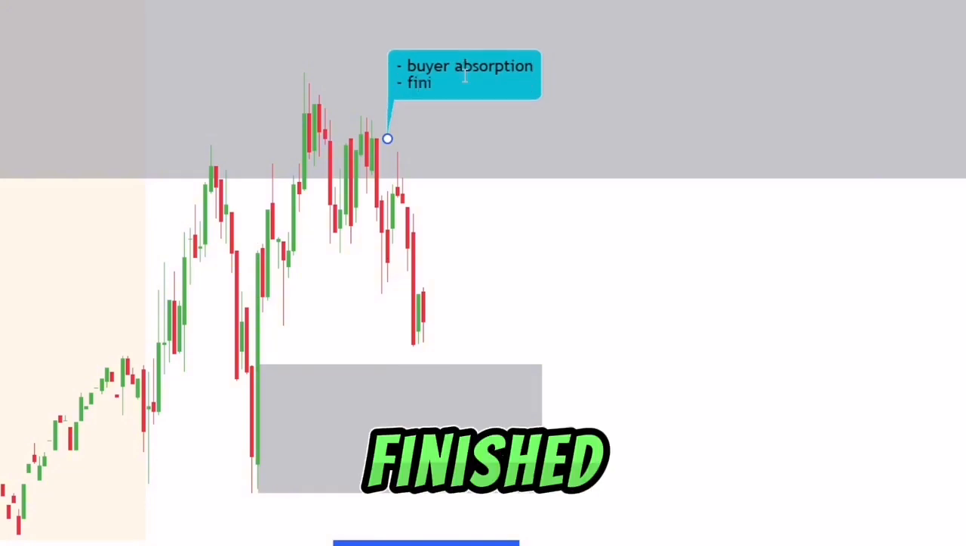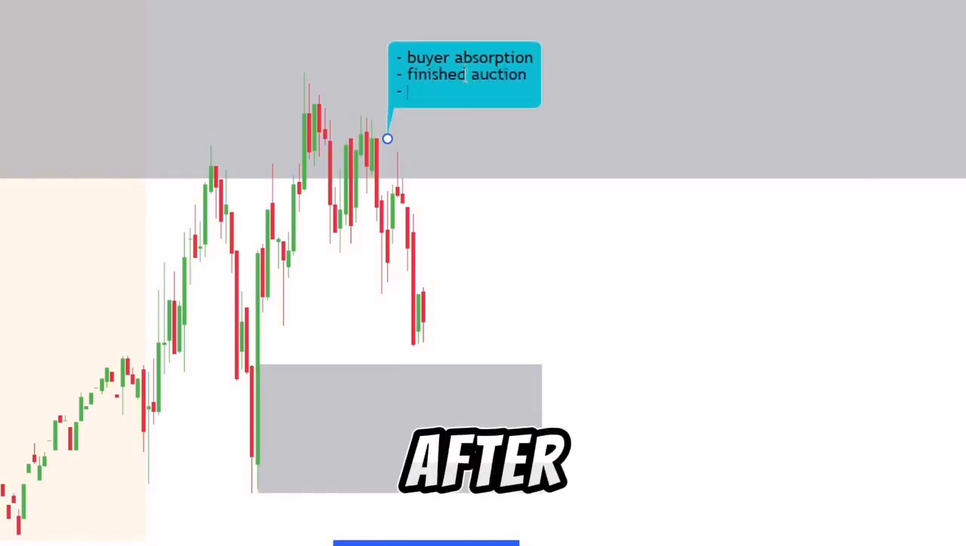We see a finished auction. And after a finished auction, we're now looking for a volume decrease. We saw the volume decrease. So let's go back to the footprint.